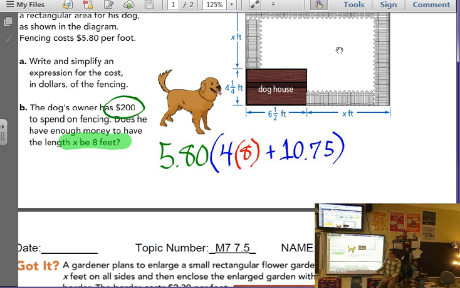Never fail, I've got somebody trying to do this. That would work, but it's way too much work. It will work, but it's a lot of work. Instead, do your 4 times 8, add your 10.75, multiply by our $5.80, and we get that in the end, the final cost would be, Hoover?